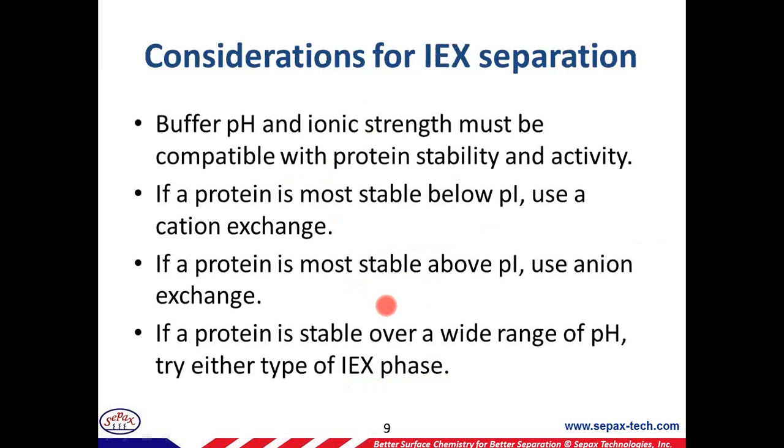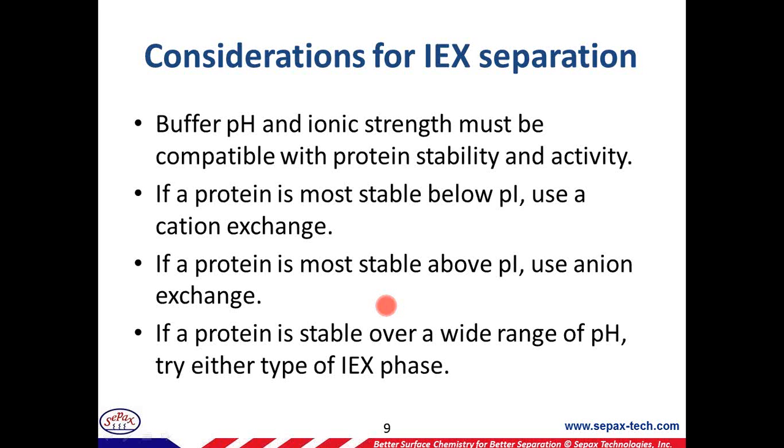Some considerations for IEX separation. First, you have to consider whether the buffer pH and the ionic strength you choose are compatible with the protein stability and activity. So if the protein is most stable below pI, use a cation exchange. If a protein is most stable above pI, use anion exchange. Some proteins are stable over a wide range of pH, and you can try either type of IEX phase.